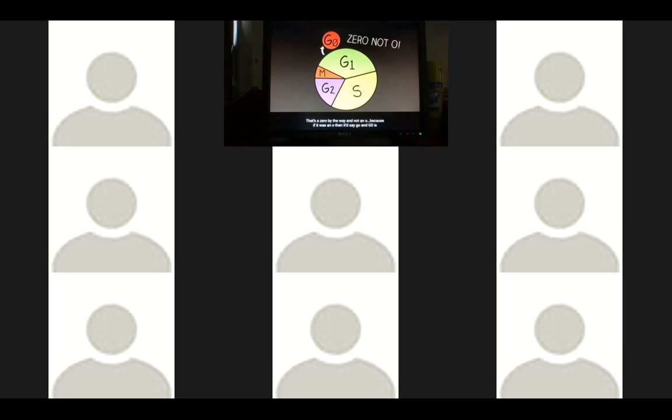That's a 0, by the way, and not a no, because if it was an O, then it's a go, and G0 is kind of the opposite of that. G0 is a resting phase. Now, cells here are still performing cell functions, but they're not preparing to divide.